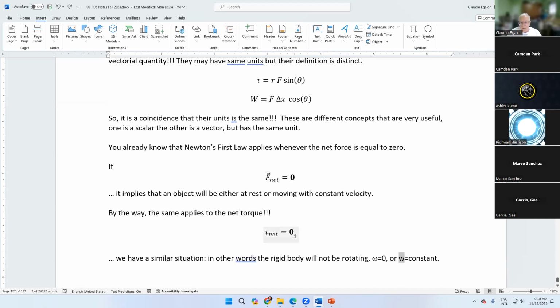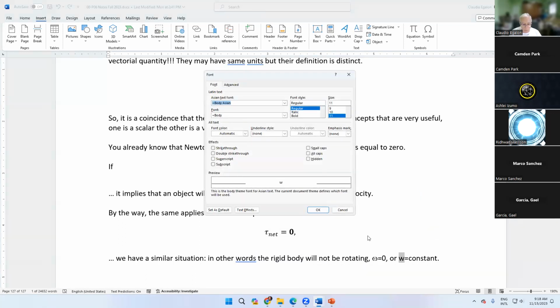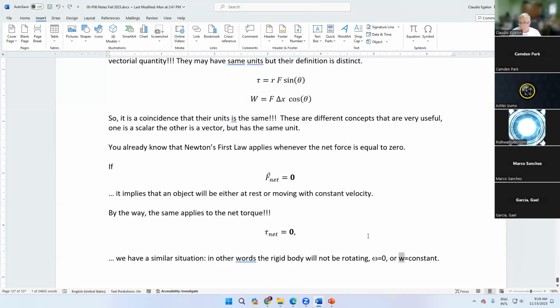Oops. Font symbol. Yeah. Let me copy this here. Like here, better. Okay.